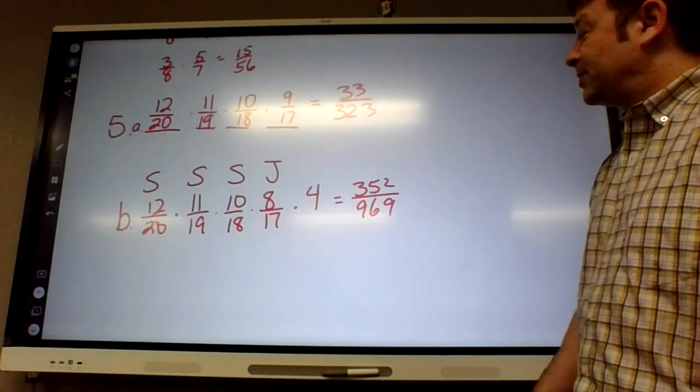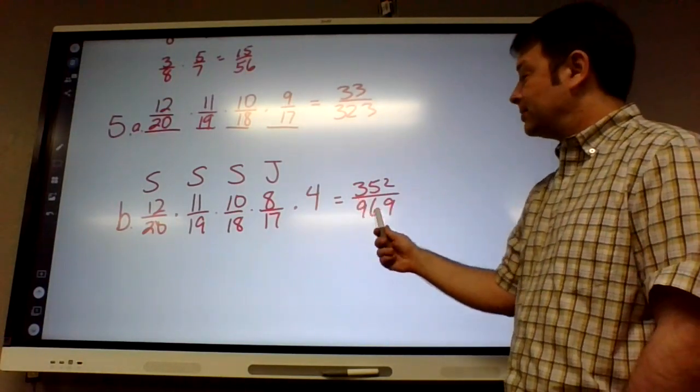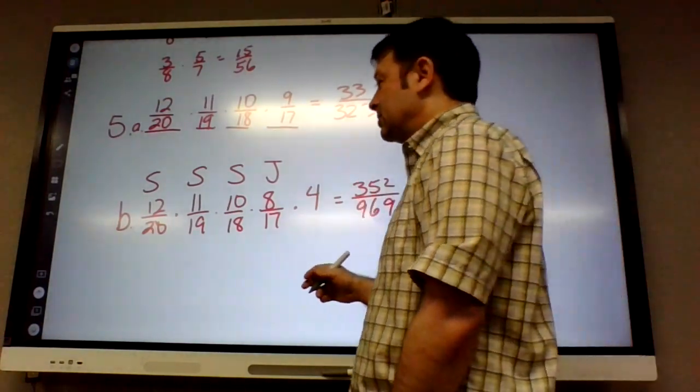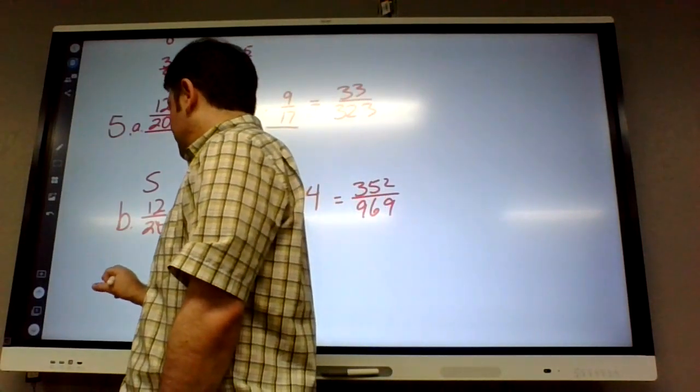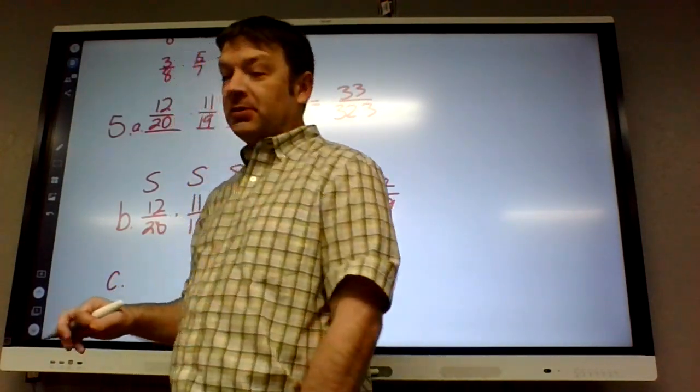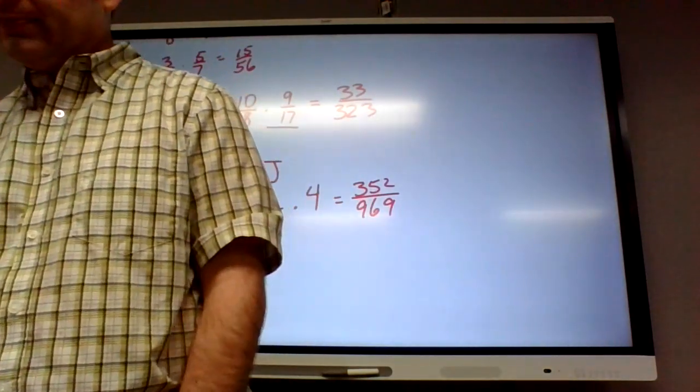So you can see why they started putting decimals, because these are getting kind of crazy. Small fractions are more comprehensible, but decimals are always kind of the same.